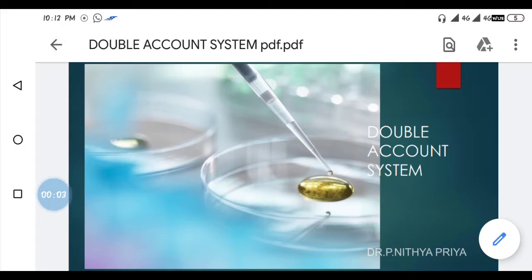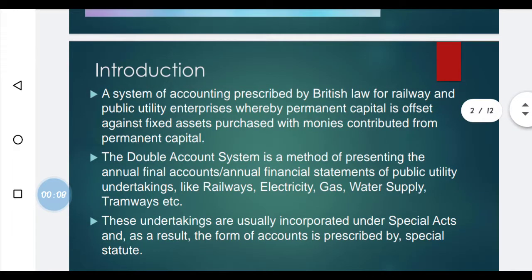In this video I am going to explain about double account system. So double accounting is a system of accounting prescribed by British law for public utility enterprises. Double account system is a method of presenting the financial statement of public utility undertakings like railways, electricity, gas, water supply, etc. These undertakings are incorporated under special act. They are not started for profit motive but for doing service to the public.